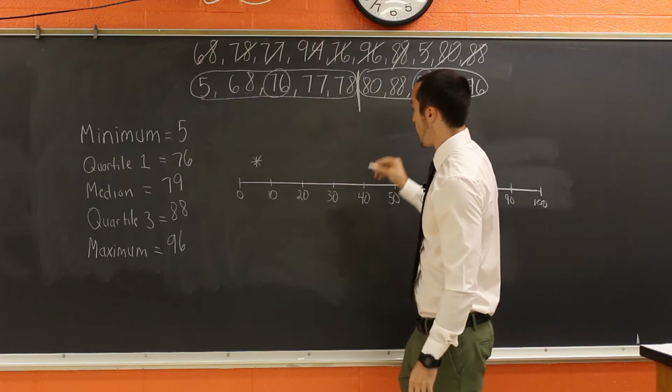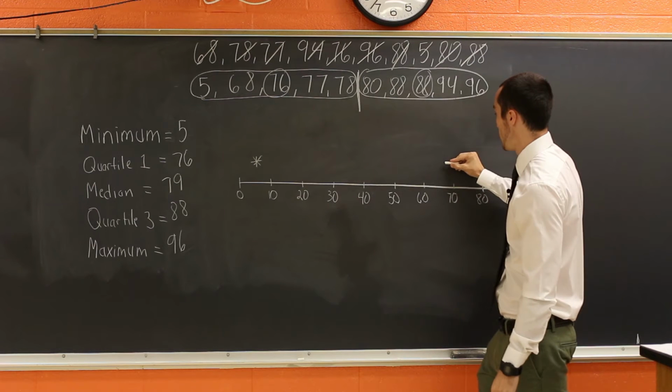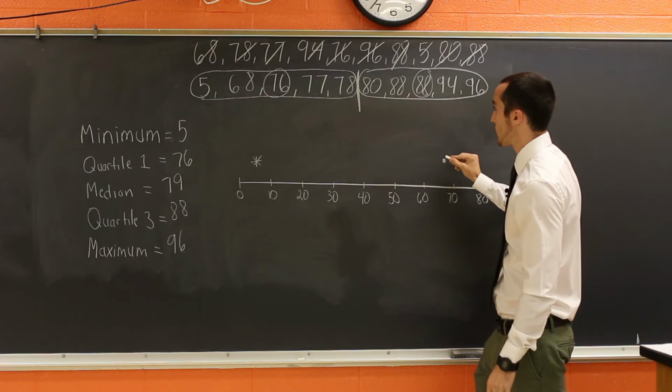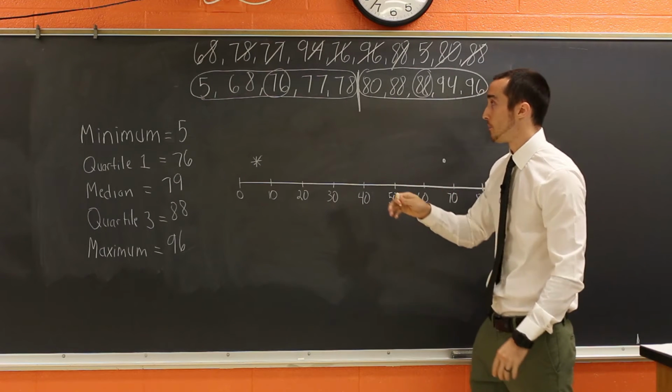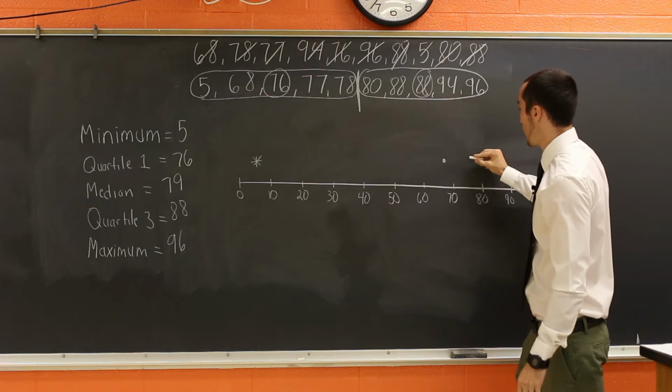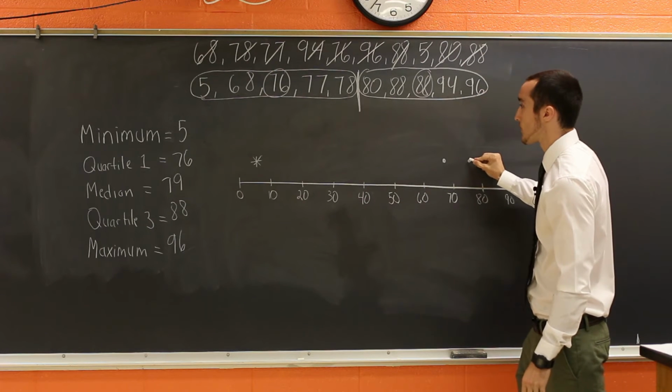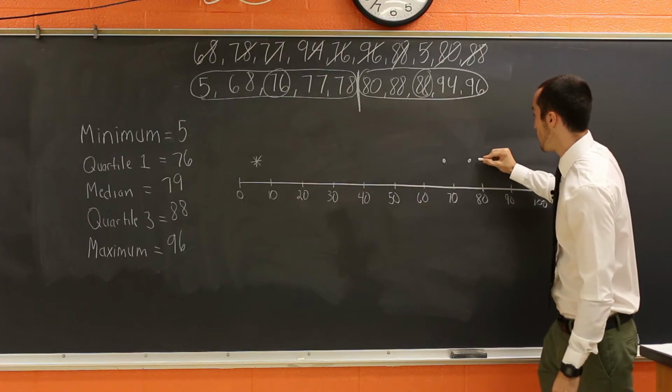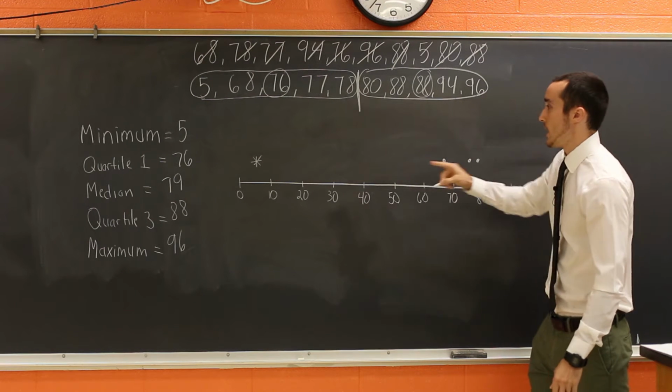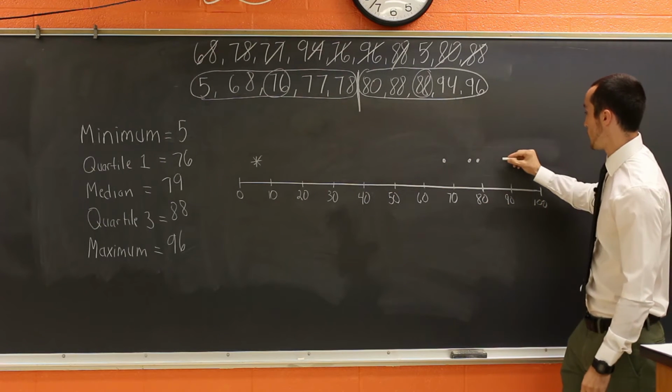So let's put a dot at 68, which would be right around in here. Remember, it's floating above the line. Our quartile 1, we need a dot right here at 76. We need a dot at the median, which is 79. We need a dot at quartile 3, which is 88.